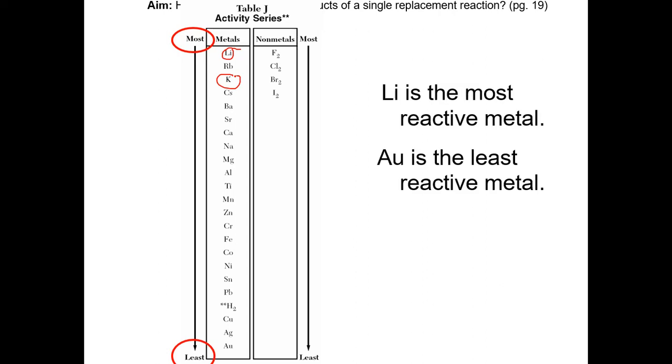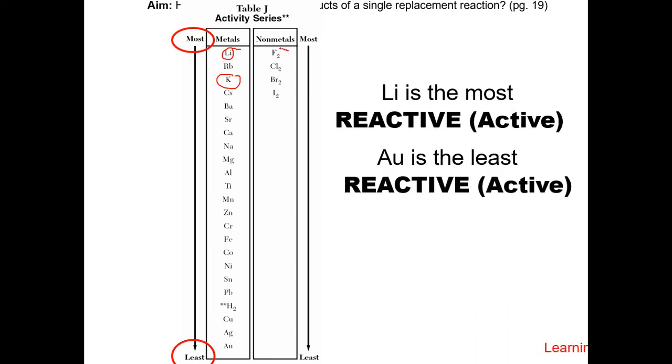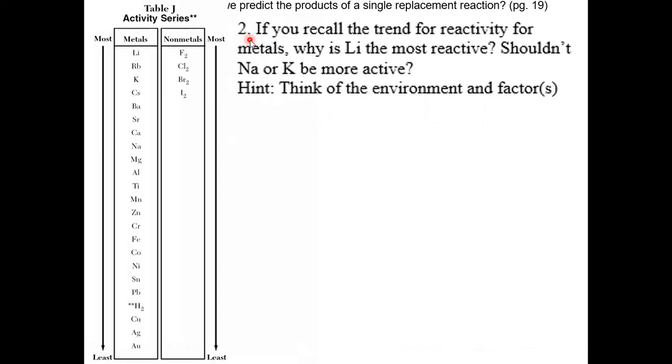So lithium is the most reactive metal, and gold is the least reactive metal according to table J. And for nonmetals, fluorine is the most active, while iodine is the least active. Question 2. If you recall the trend for reactivity for metals, so that was in Unit 4, the periodic table trends, why is lithium the most reactive on table J? Shouldn't sodium and potassium be more reactive according to the trend?